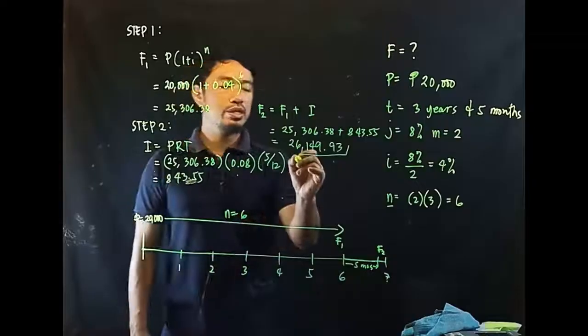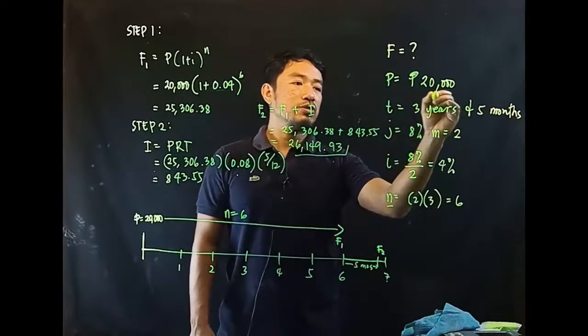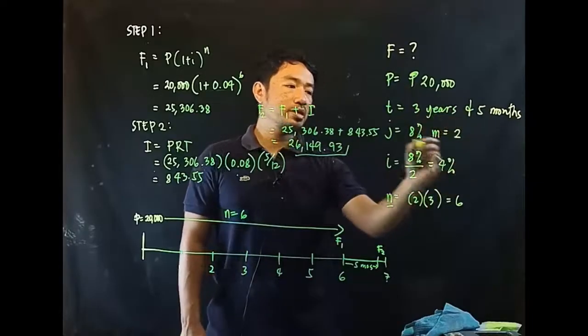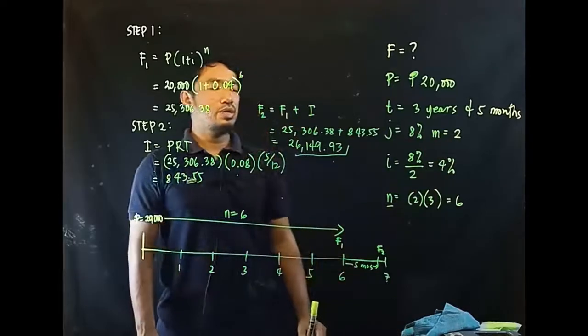So this will be the final amount of 20,000 after 3 years and 5 months with 8% compounded semi-annually.